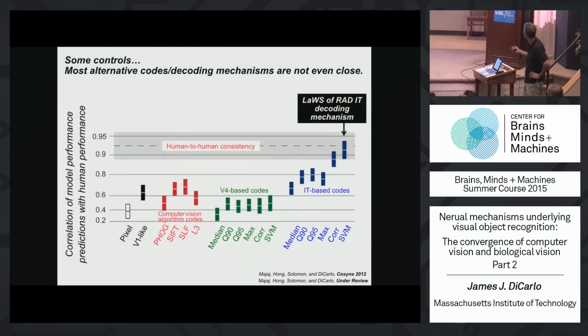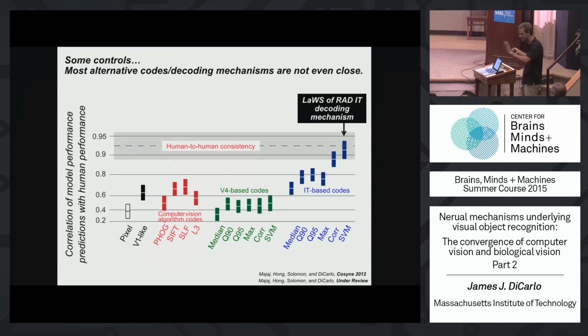So this here is quantified. This is human-to-human consistency, that's the range I just mentioned, that you've got to get into to pass our Turing test on this. And that's the decoding mechanism I just showed you. There are other ways of reading out of IT that don't pass. There are ways of reading out of V4, which we recorded from. None of them we've tried are able to get you to this.